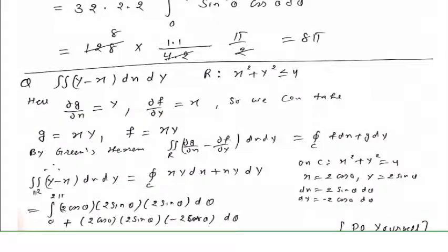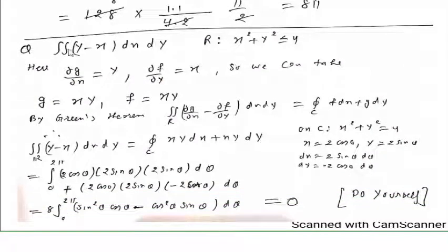Similarly, you can apply the same on the next. Here ∂g/∂x is y, and ∂f/∂y is x. So integrate x, integrate y. It is the simplest possible function for which its partial derivative with respect to y is this, and its partial derivative with respect to x is this. Substitute, and you will get the answer 0.